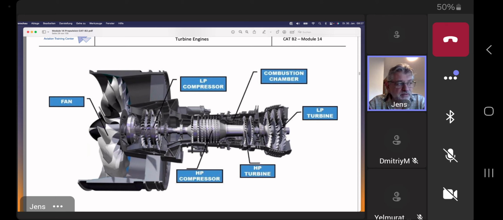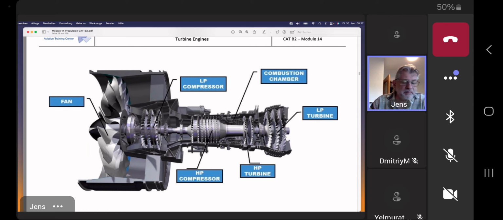So that's also the reason why you have to take care that the speed within the engine is always slightly below the speed of sound, because we cannot change the shapes within the compressor section and also within the turbine section. Always be below the speed of sound.